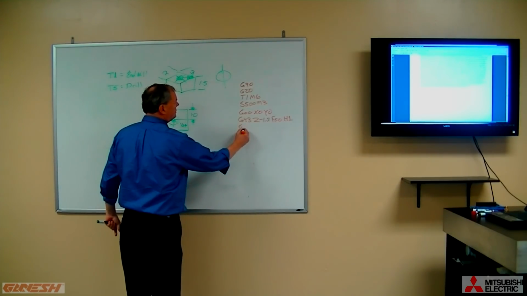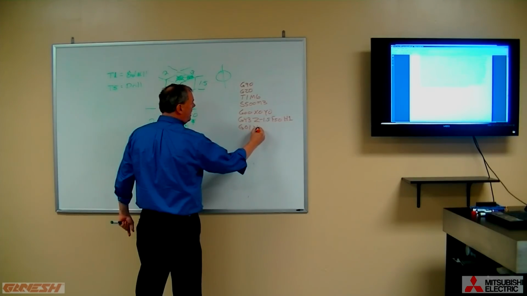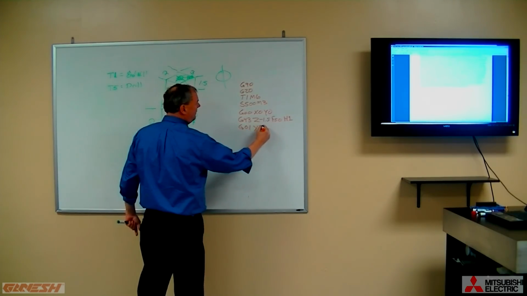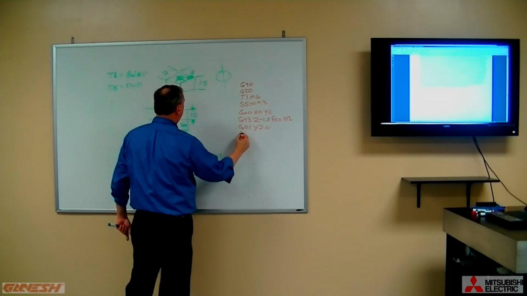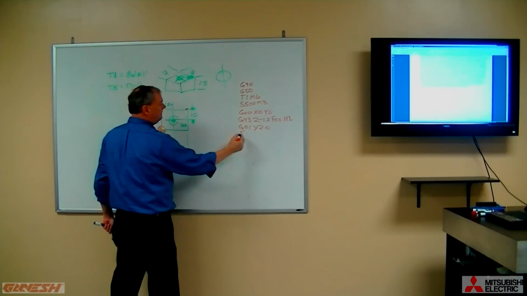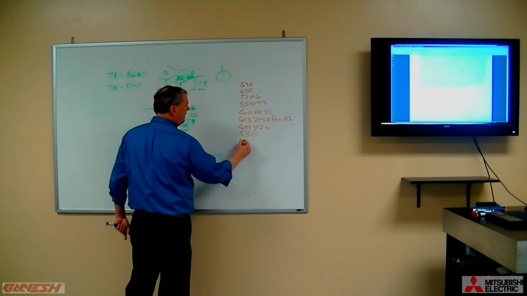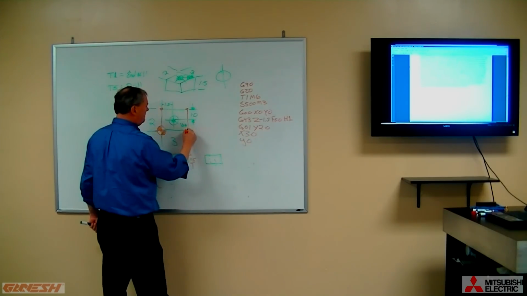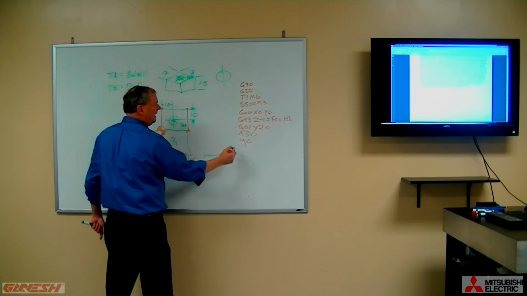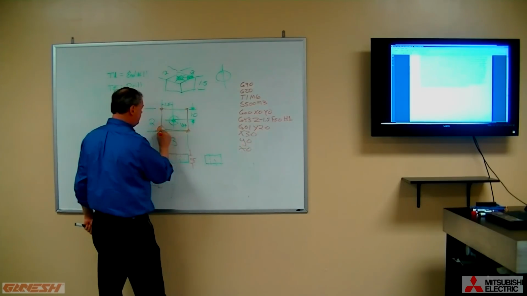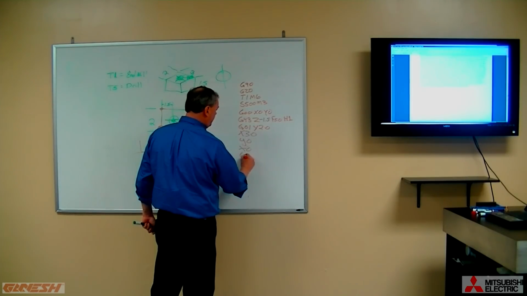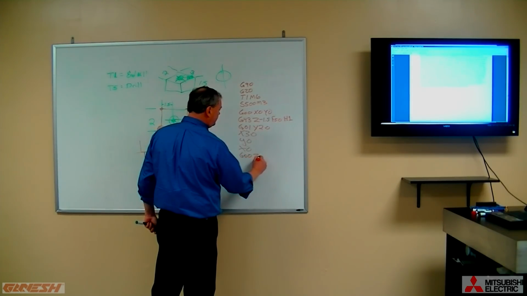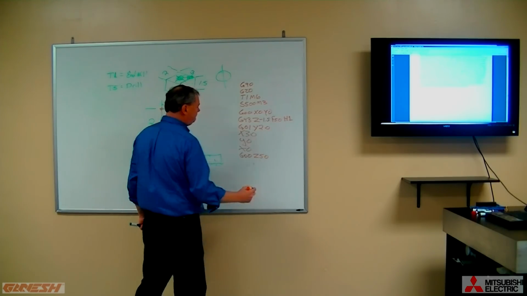So then we say G01, Y of 2.0. That makes our move to there. And now we're going to say X 3.0, and that makes our move to there. And then back to Y0, so that makes us go there. And then back to X0, which makes us go back to 0. And then we're going to say G00, Z, and we'll pull it up to just a number like 5 inches.